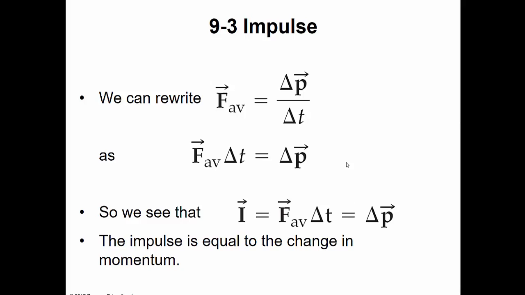So, we can calculate the impulse 2 different ways. We can either multiply the force times the time over which it's applied, or we can find m times delta V.